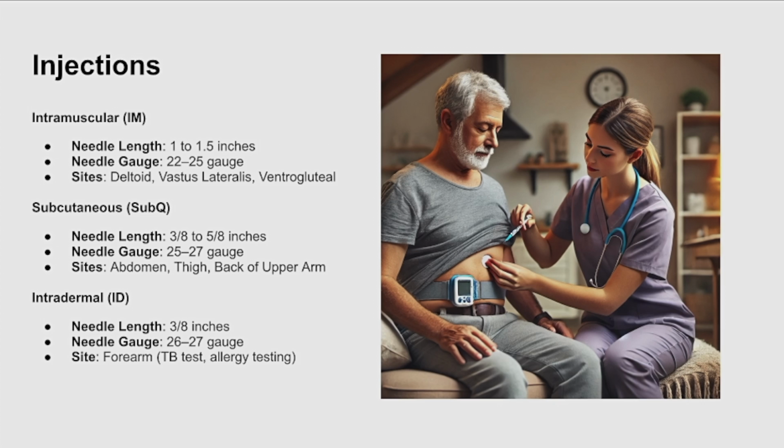Intradermal. Intradermal, this is going to be 3/8 inches. We don't really use this route too much, but you can use the forearm. We typically do this for TB testing or allergy testing. And I will also go back and practice these skills so you know what angle to give these injections at.